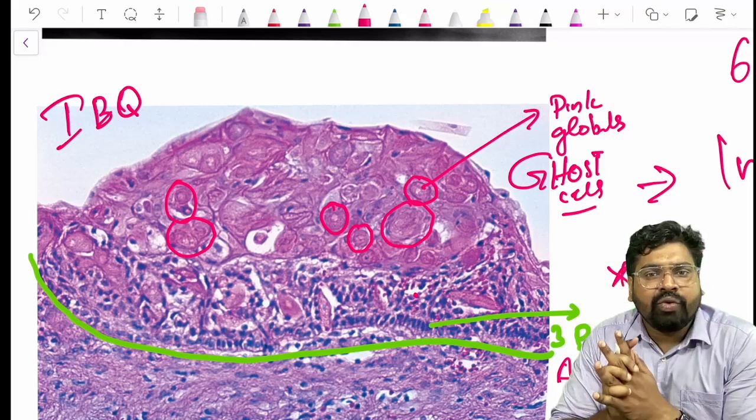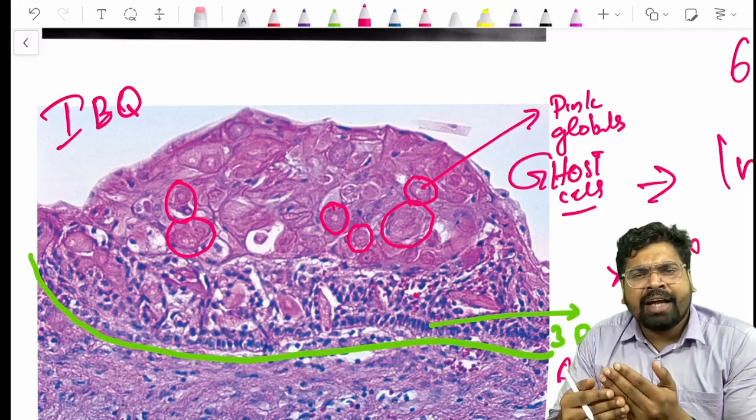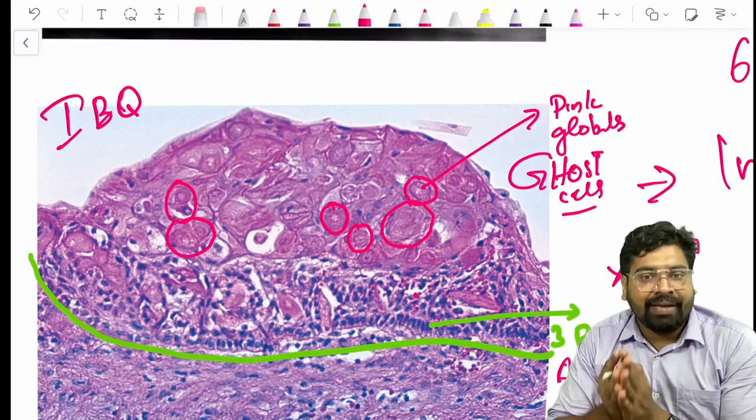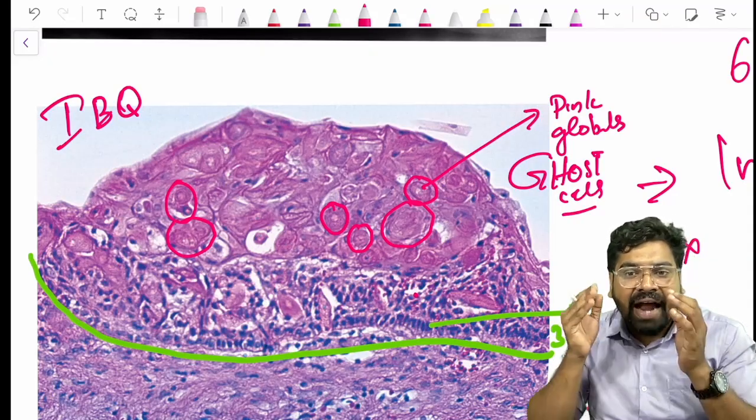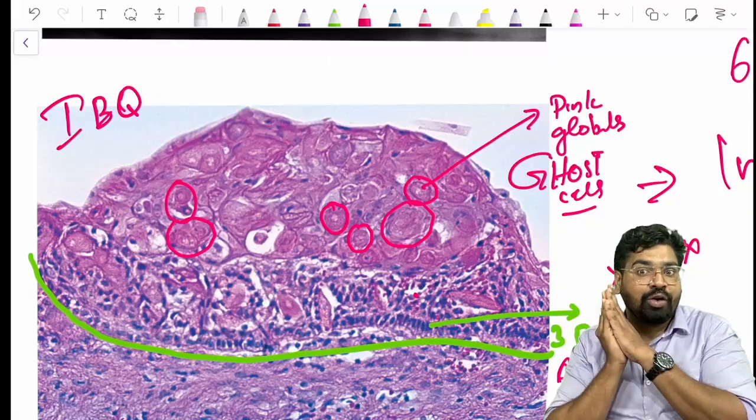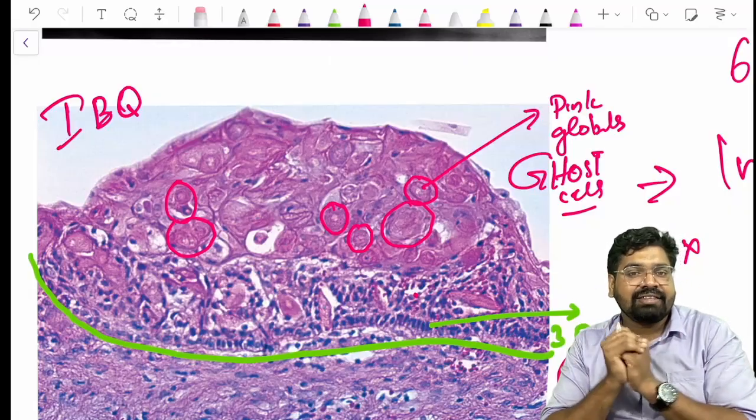Okay, these are ghost cells. By the time they calcify, that is what causes the calcifying odontogenic cyst. That is the reason for this calcification.